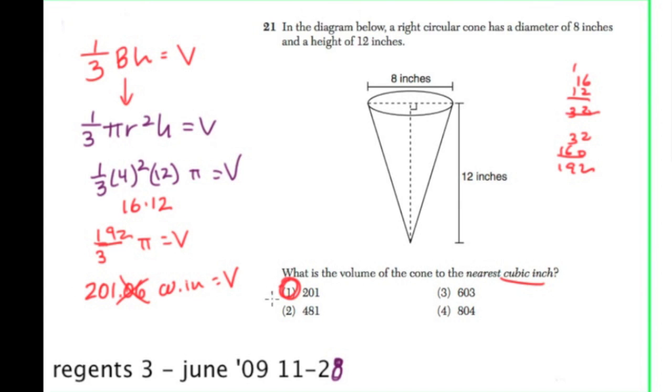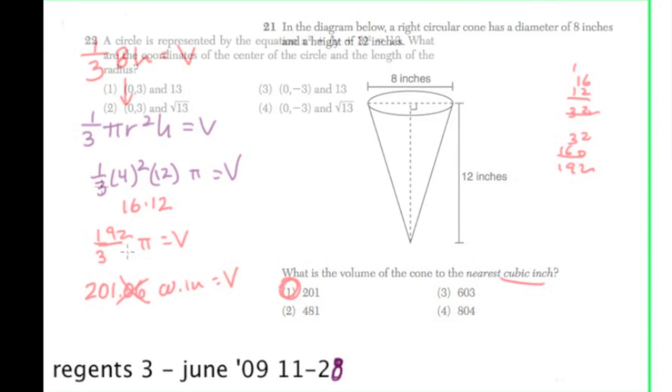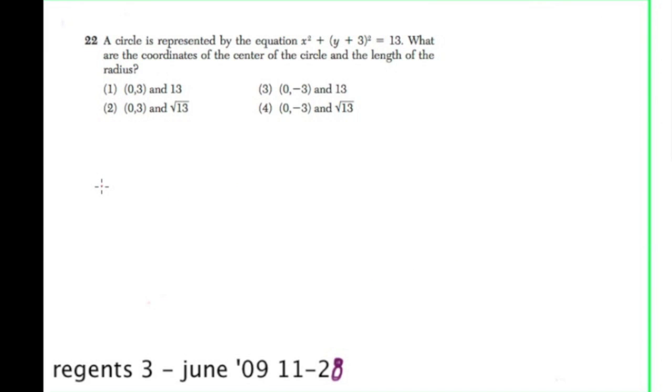Yep, just a bit of calculator work involved in this problem. That's been like the third one this test. Number 22, it's denoted by this equation. What are the coordinates of the center of the circle and the length of the radius? Okay, so let's pick this equation apart. X squared plus y plus 3 squared equals 13. I told you whenever you're faced with the equation and need to give the center and the radius, just do the opposite. Really, that's all that should be going in your head.